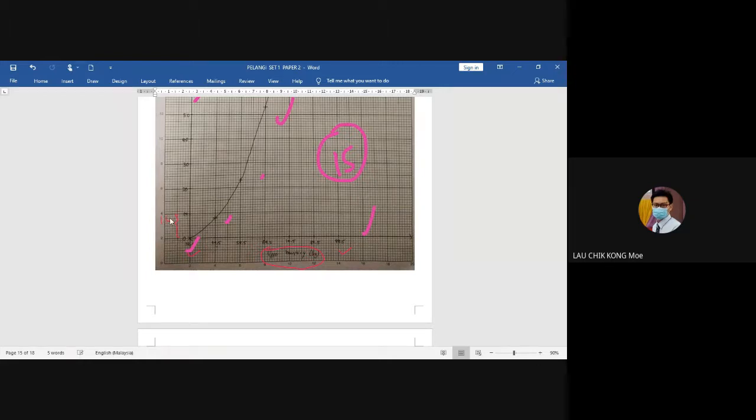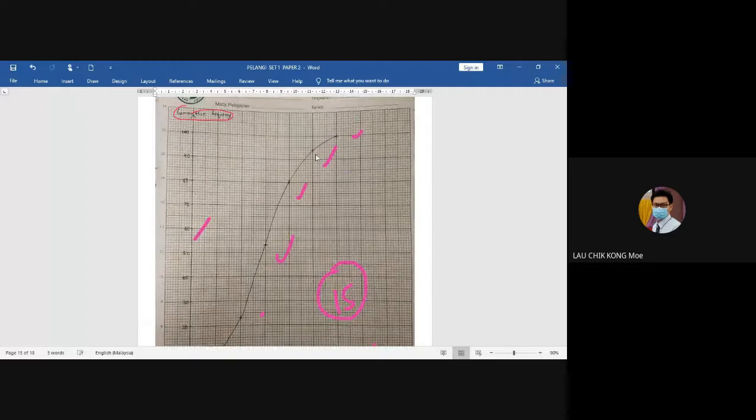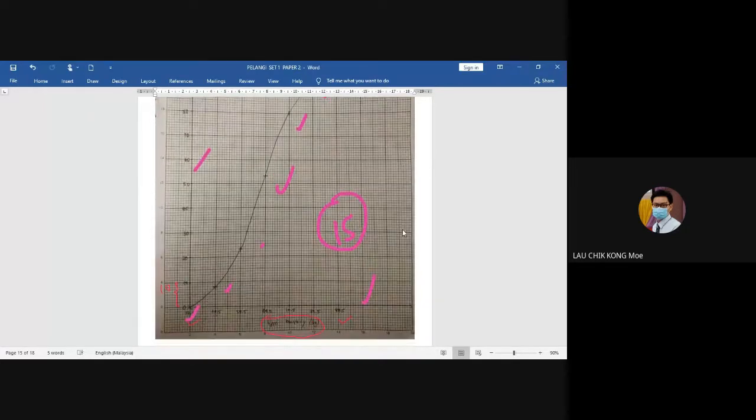Use 10, because it goes up to 100. Then your graph should be something like this, like an X. So this is the graph. Most of the students can draw the graph correctly, except for one or two students whose x-axis is wrong. What did they use? They used 39, 49, 59, 69, 79.